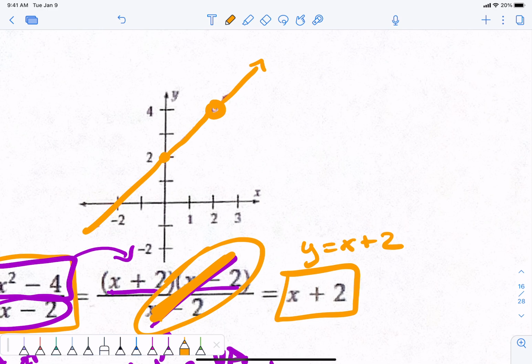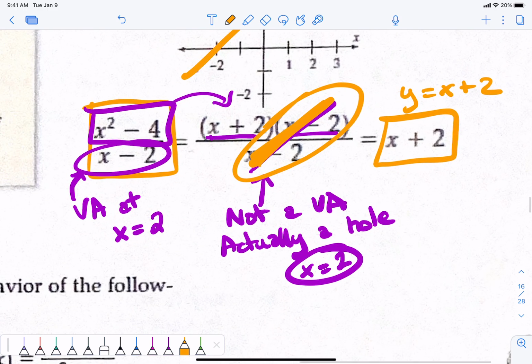Holes are just polynomial, like it's just a polynomial function. Okay, makes sense? Good? Okay, happy with that. That's how a hole occurs. So, if it looks like a VA, check to make sure it doesn't cancel with the top, because then it's actually a hole instead.